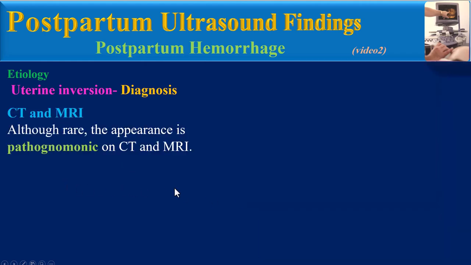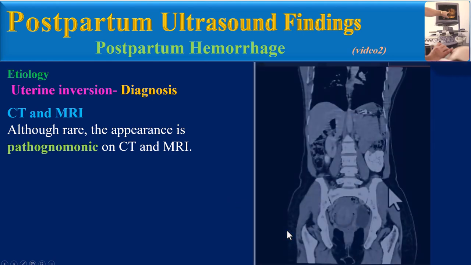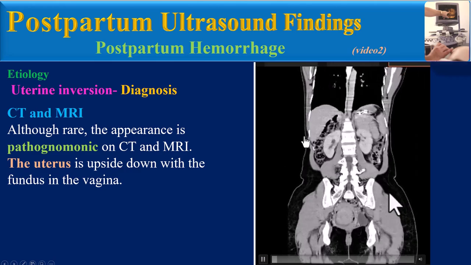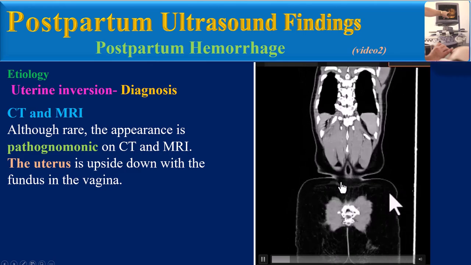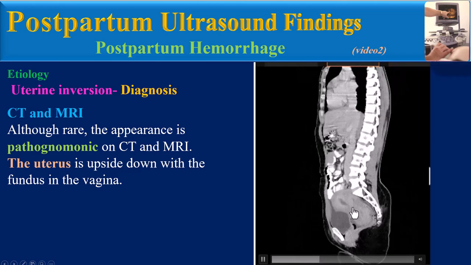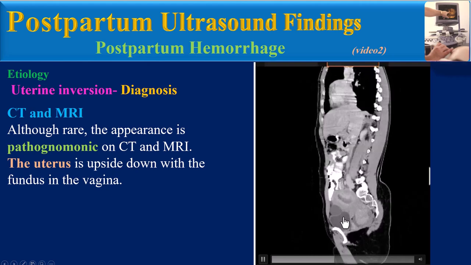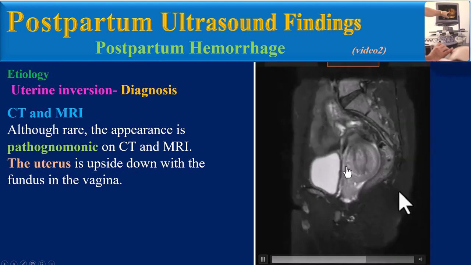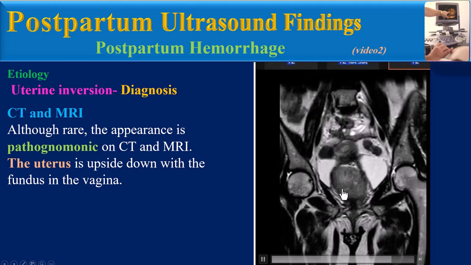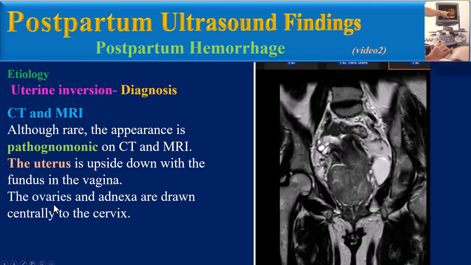CT and MRI. Although rare, the appearance is pathognomonic on CT and MRI. The uterus is upside down with the fundus in the vagina. As we can see in these images, the fundus is upside down within the vagina. In this coronal and also in sagittal CT images, and another one in MRI, we can see the same findings in sagittal and also in coronal images. Also, the ovaries and adnexa are drawn centrally to the cervix, as we can see here.